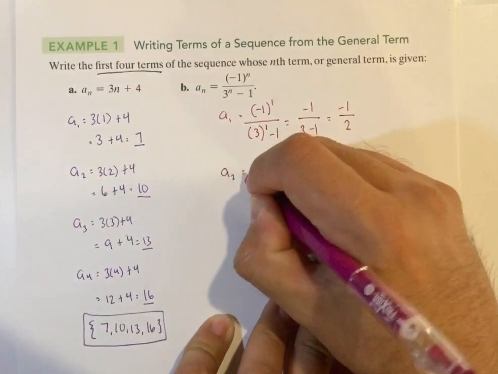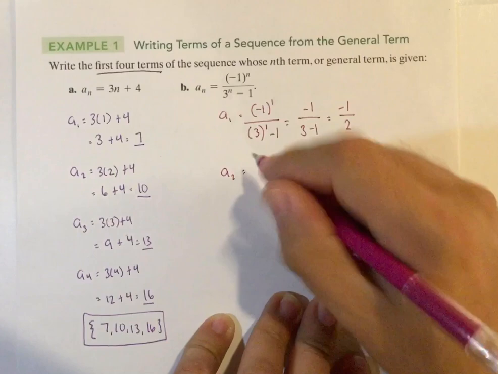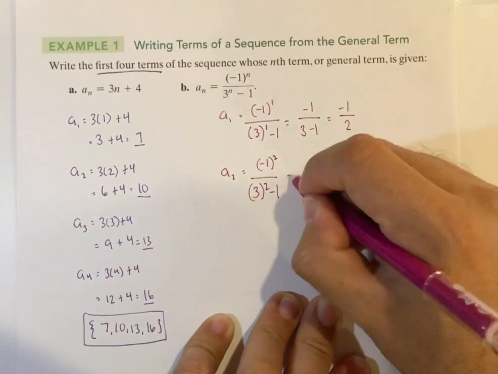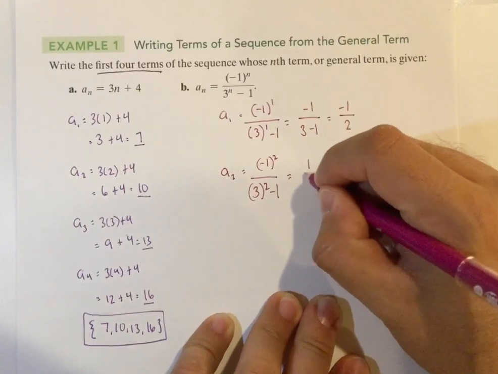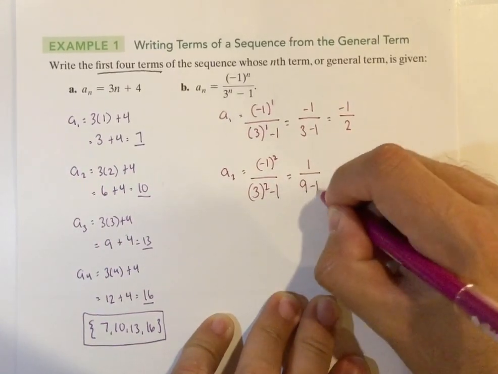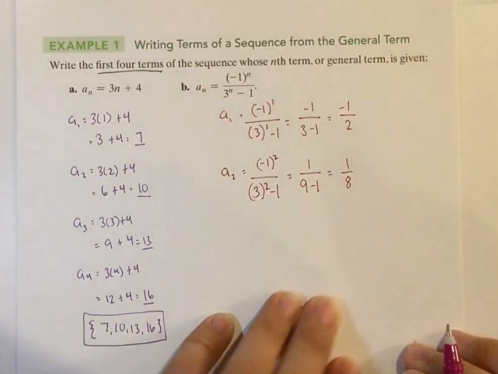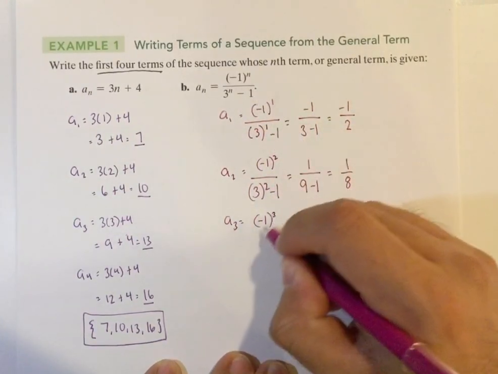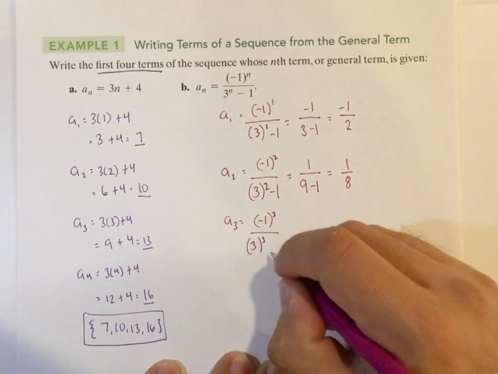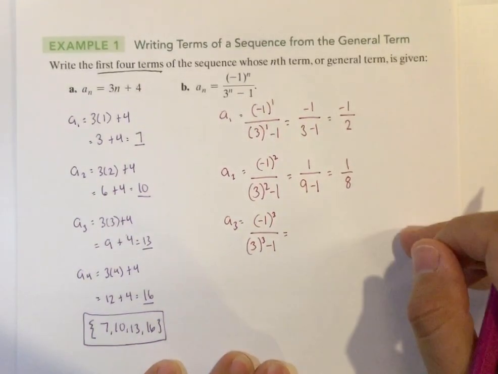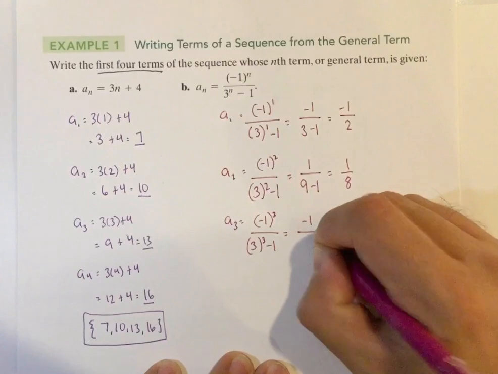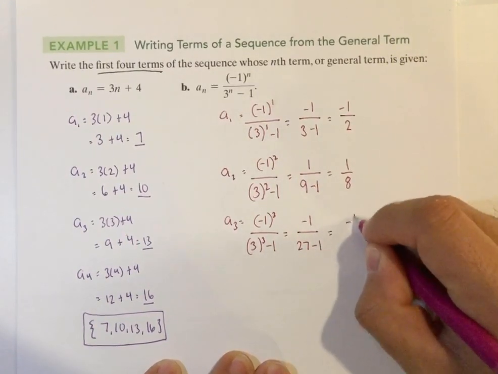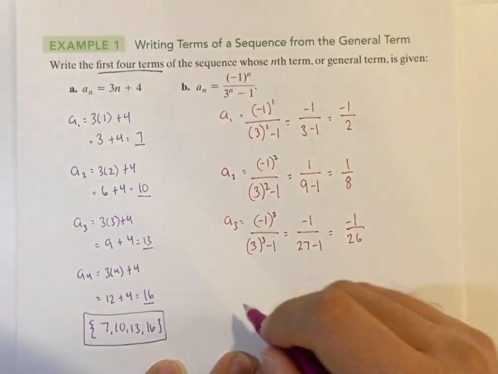Now we do a sub 2. So now the n's are going to change to the subscript of 2. So negative 1 squared divided by 3 in parentheses squared minus 1. Negative 1 squared is negative 1 times negative 1, which is positive 1. 3 squared is 9. 9 minus 1 is 8, so we have 1/8. A sub 3. So negative 1 to the third power divided by 3 cubed minus 1. Negative 1 to the third power is negative 1 times negative 1, which is 1, but times another negative 1 goes back to negative 1. 3 cubed is 27. 3 times 3 is 9, times 3 is 27. And last, 27 minus 1 is 26, so we have negative 1 over 26.